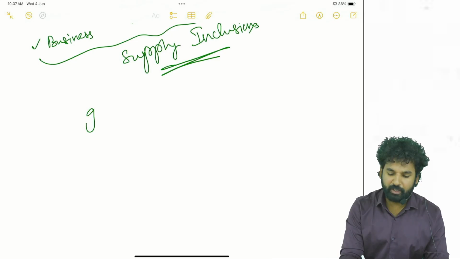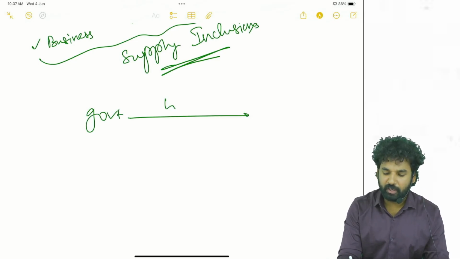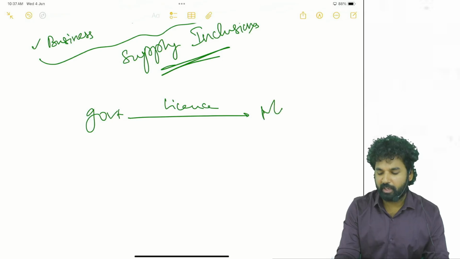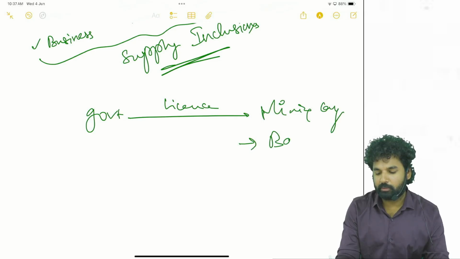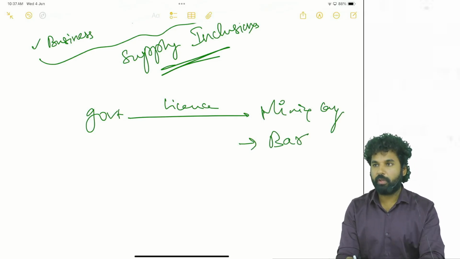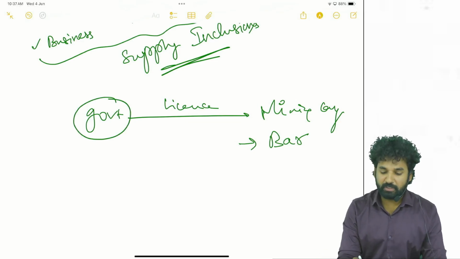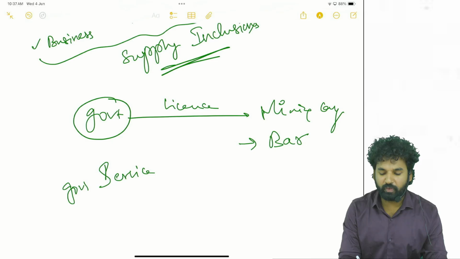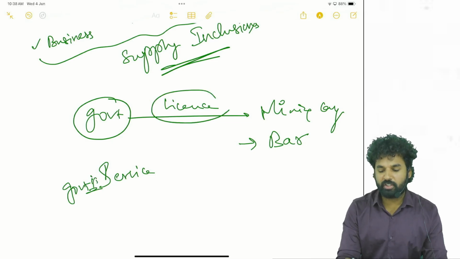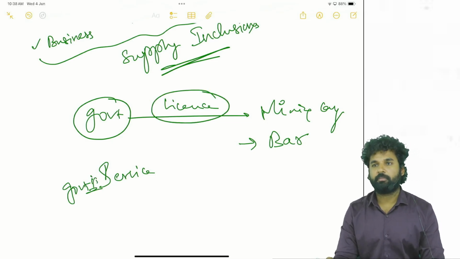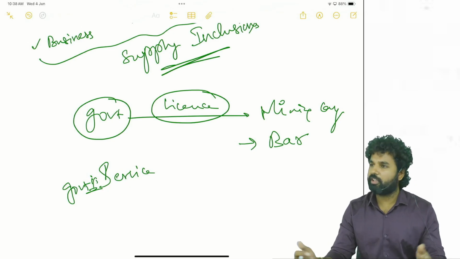That means government is giving license to a mining company, to a bar. Okay, mining license is there, liquor license is there, government is giving. So that means government is providing service. Licensing is a form of supply, and that too supply of service. Supply of service for consideration in the course or furtherance of business. Then it is a supply.